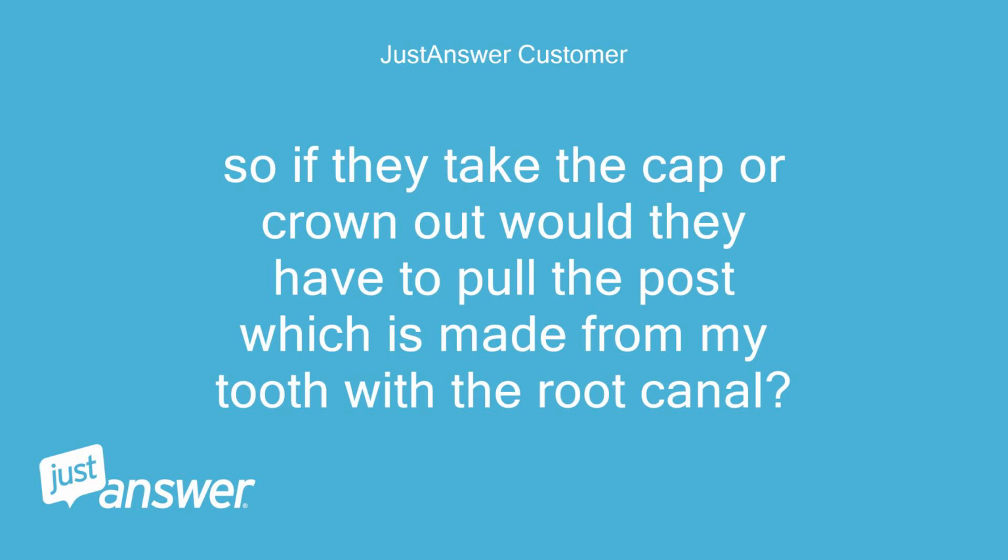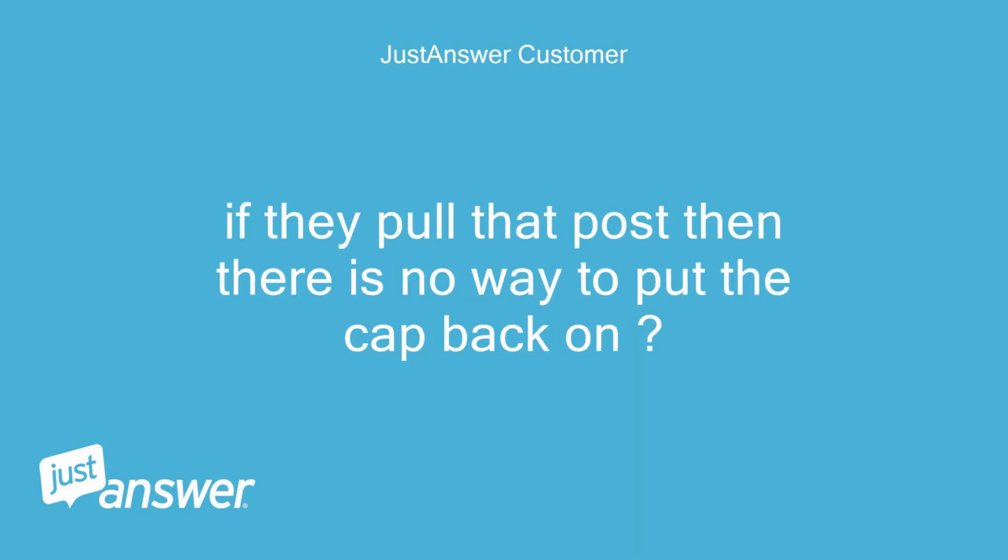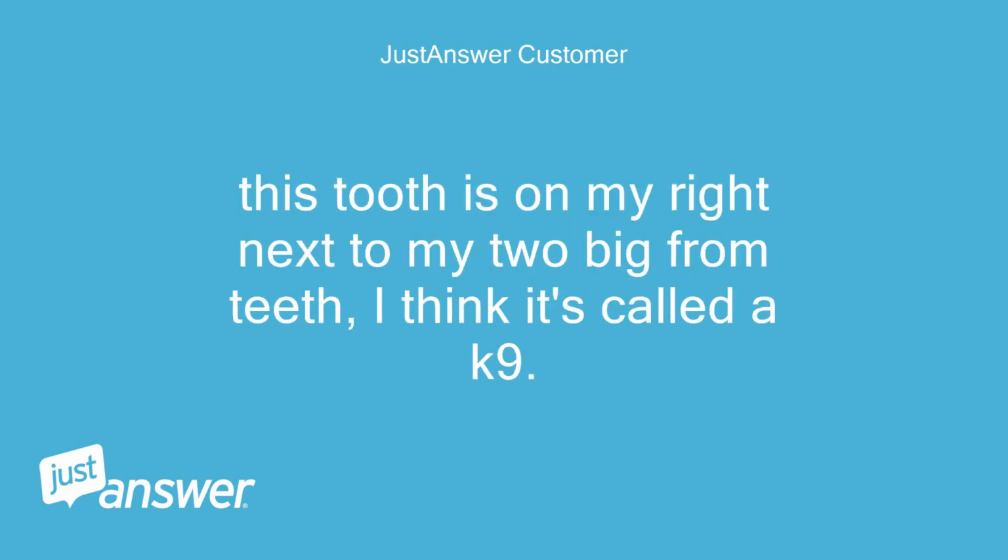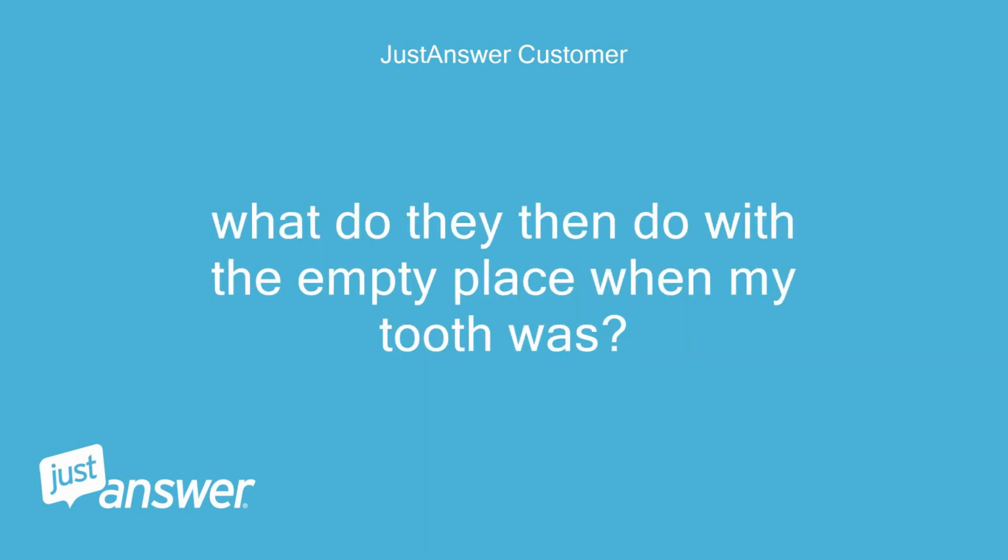So if they take the cap or crown out, would they have to pull the post which is made from my tooth with the root canal? If they pull that post, then there is no way to put the cap back on? This tooth is on my right next to my front teeth. I think it's called a canine. What do they then do with the empty place where my tooth was?